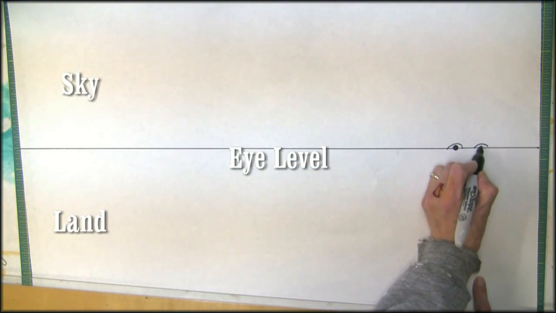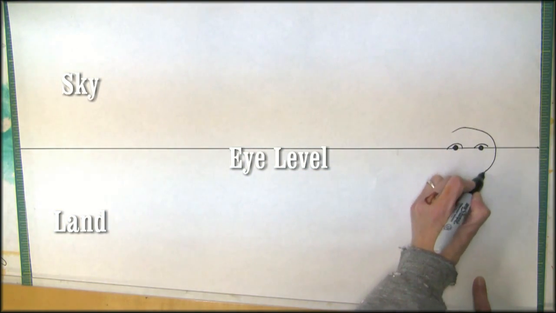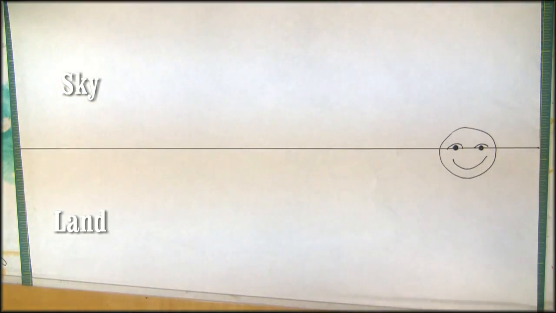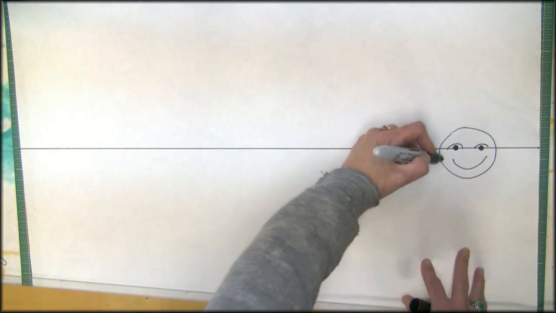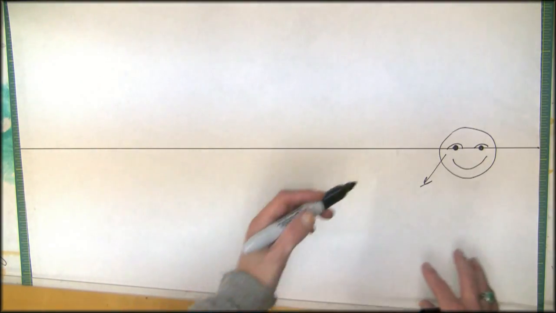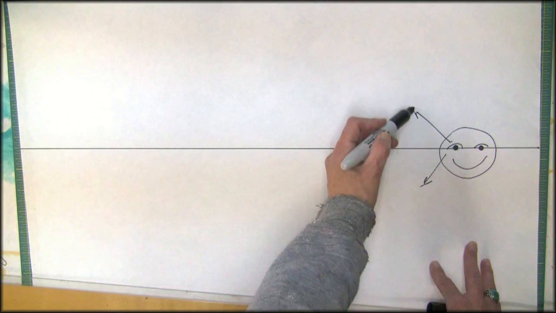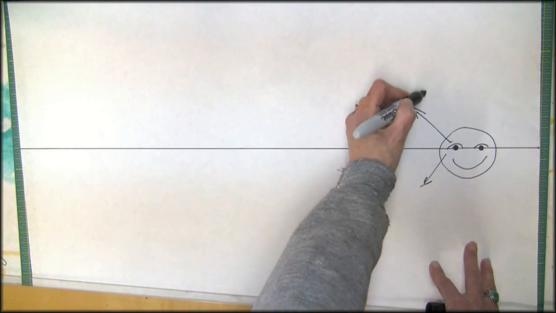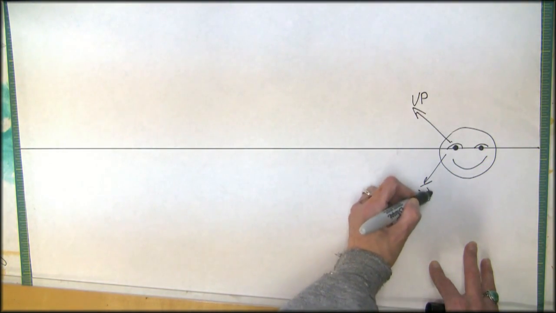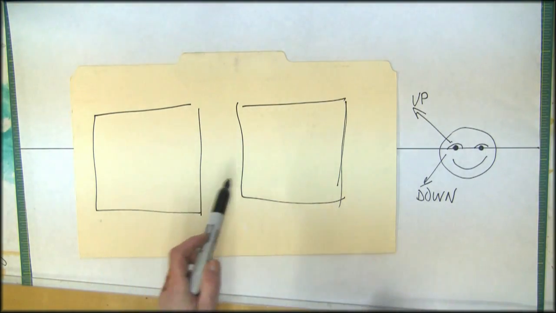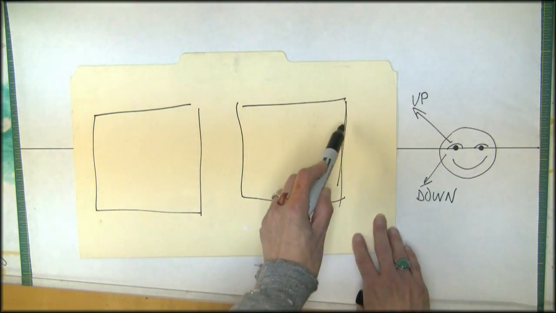So I'm going to make this face that tells us this is always our eye level. Now everything you draw below this line, our eye level, we're going to be looking down on it. So either you're looking down below here when you draw anything down here, or if you're drawing it above, you're looking up. So up or down.